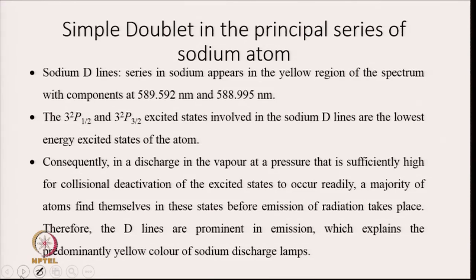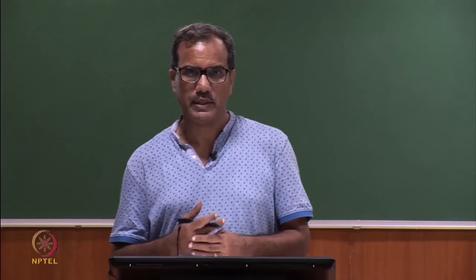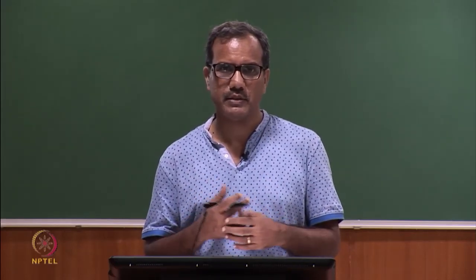Sodium shows a simple doublet in the principal series, and that is well known as the sodium D lines. The series in sodium appears in the yellow region of the spectrum with components at 589.592 and 588.995 nanometer. These two excited states involved in the sodium D lines are the lowest energy excited states of the atom. Consequently, in a discharge in the vapor at a pressure sufficiently high for collisional deactivation of excited states to occur rapidly, a majority of atoms find themselves in this state before emission of radiation takes place. Therefore, the D lines are quite prominent in emission, which explains the predominant yellow color of sodium discharge lamps.